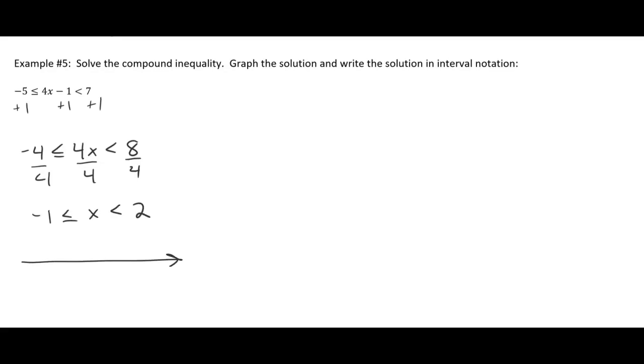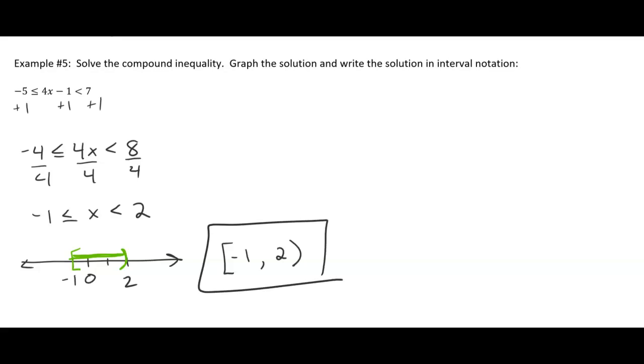So what does that look like on a number line? Well, here's 0, here's -1, 1, 2. So we want a square bracket on the -1, parenthesis on the 2 again. They don't always work that way, but that's what we have this time. And that's what the graph looks like. Then to write the interval notation, square bracket -1, comma 2, parenthesis. There's the interval notation.